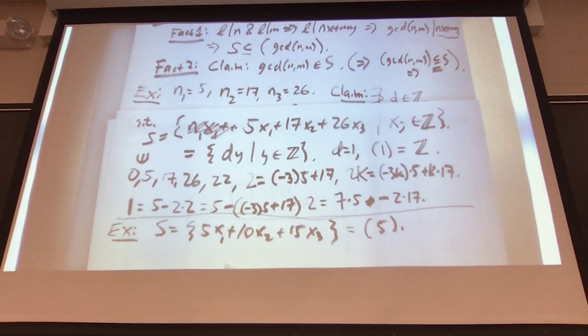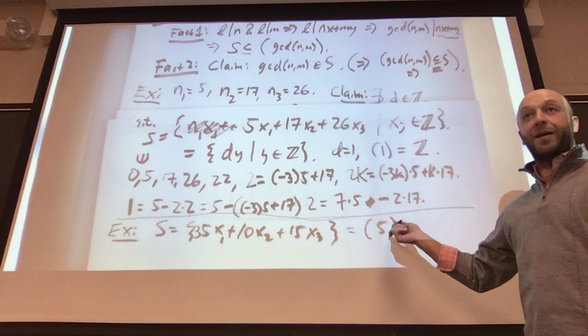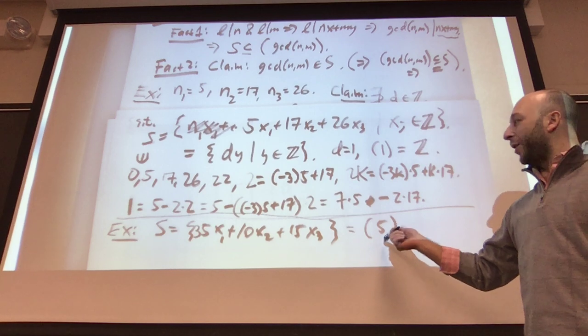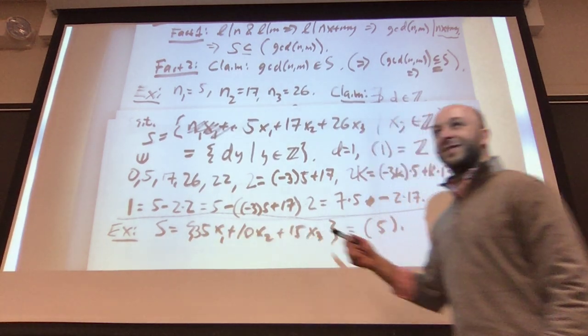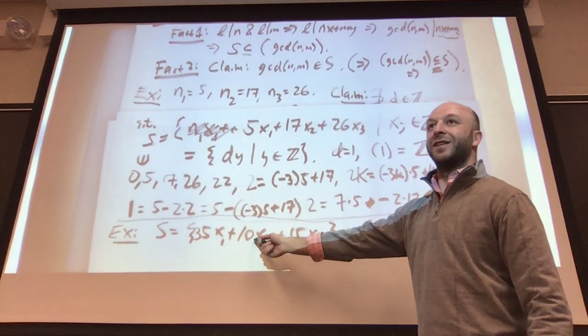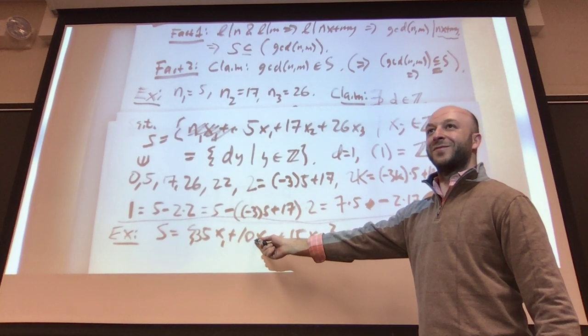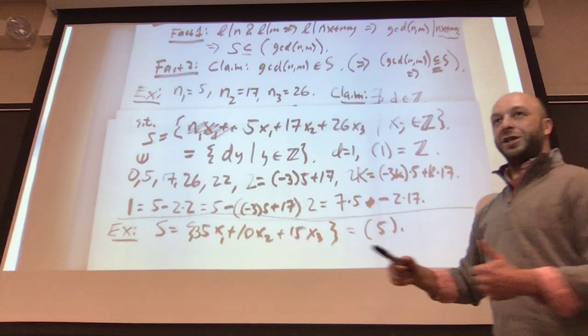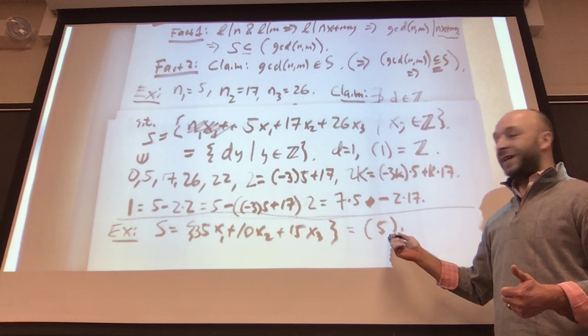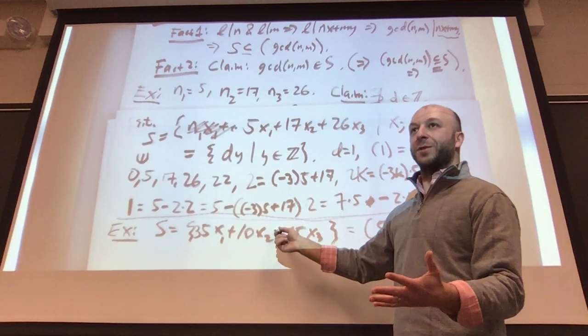But if we had just taken 35, 10, and 15, now it's a little bit more interesting because we have to find 5. How is 5 a combination of these? Well, it's one of these minus one of these. So 5 is the GCD. We can find 5, and we can't find more than multiples of 5.